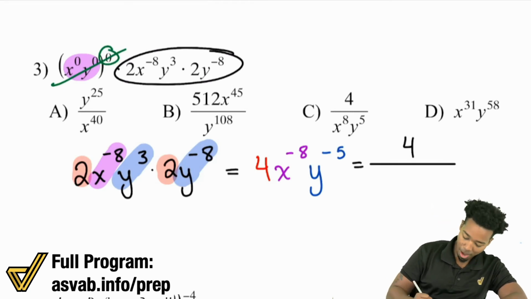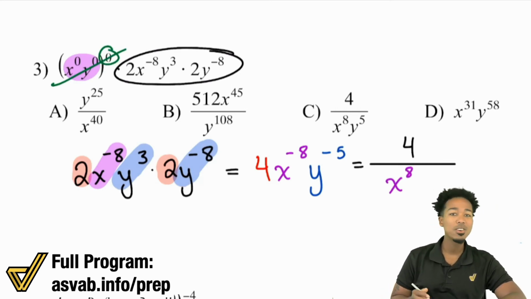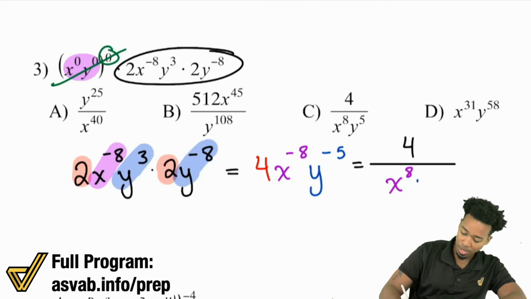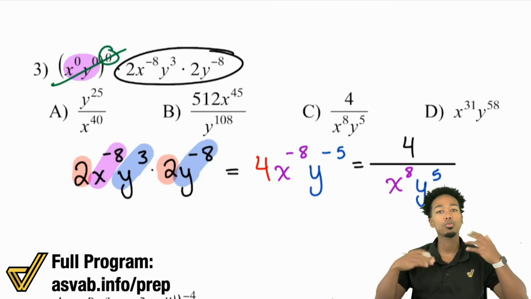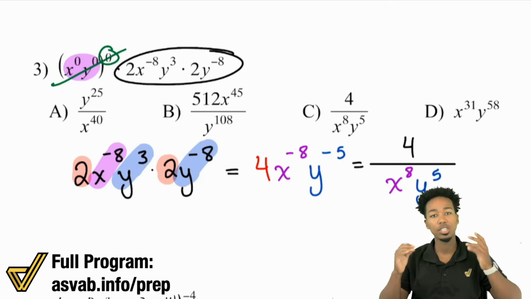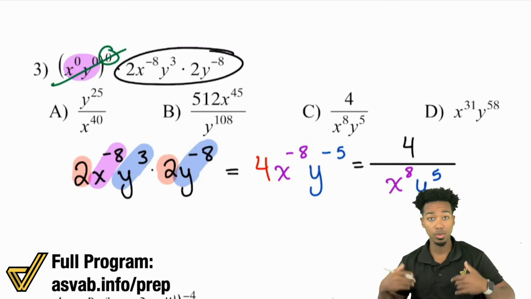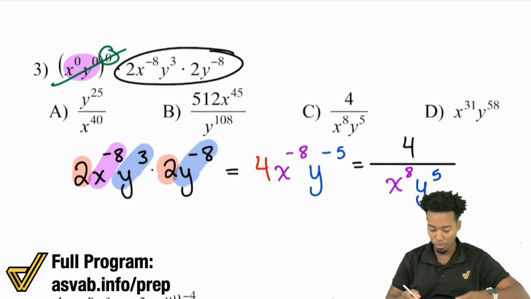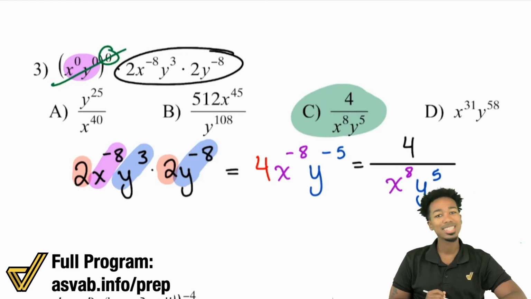And then the x to the power of negative 8 becomes x to the power of positive 8 by moving it to the denominator. And lastly, y to the power of negative 5 becomes y to the power of positive 5 by, again, switching it between the numerator and denominator. That's how you can change a negative exponent to a positive, and vice versa. If I wanted to turn a positive to a negative, you can do that. Absolutely. But there it is. There's our answer, and that is answer choice C.